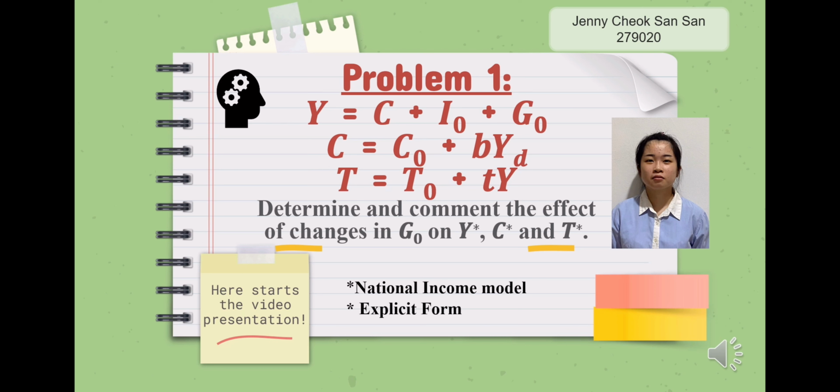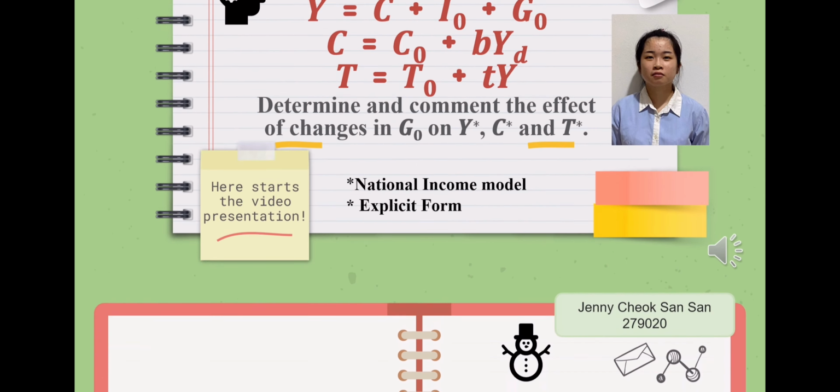Now I will start with my problem 1, which is the national income model and explicit form. The endogenous variables are Y star, C star and T star. The exogenous variables are C naught, I naught, G naught and T naught. The parameters are B and T.